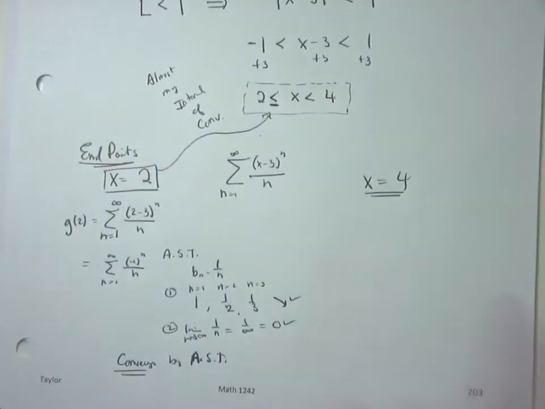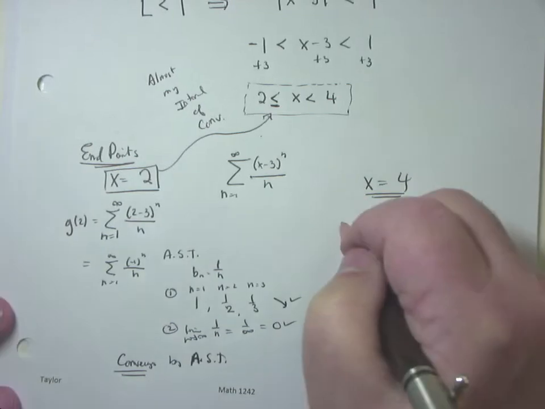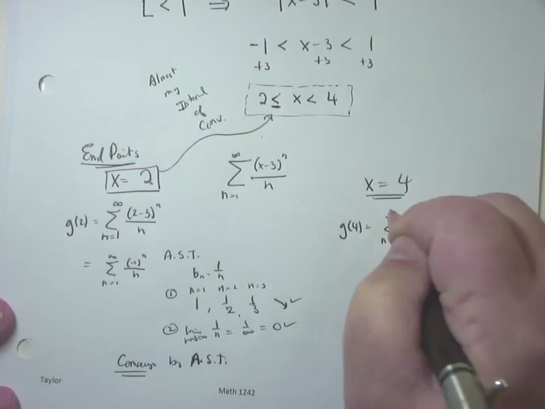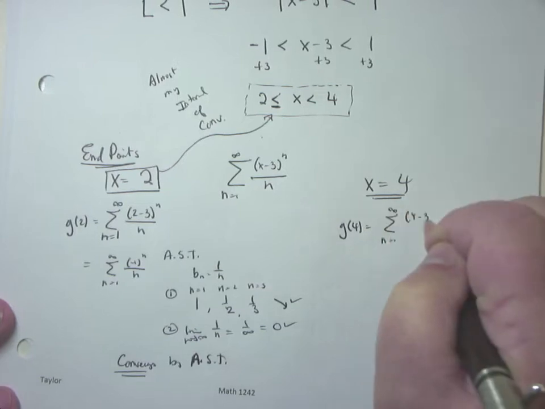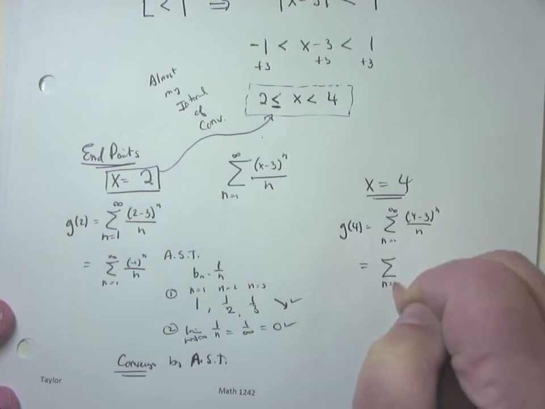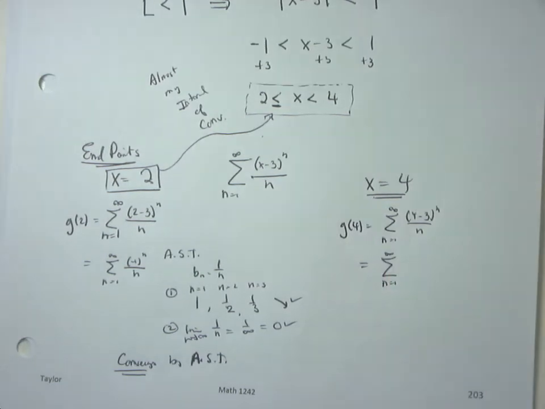Now, I got to come over here to the other endpoint. x equals 4. Plug it in, so g of 4 would be the sum as n goes from 1 to infinity of 4 minus 3 to the n over n. And you're going to catch a pattern on this stuff to help you out. What is 4 minus 3?